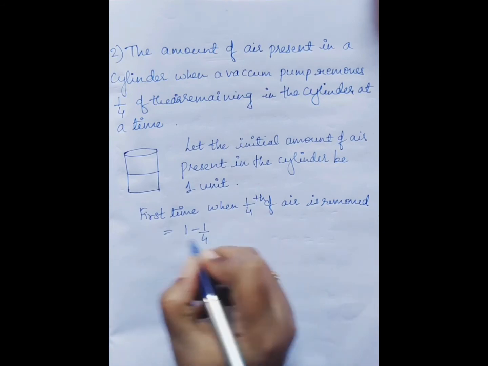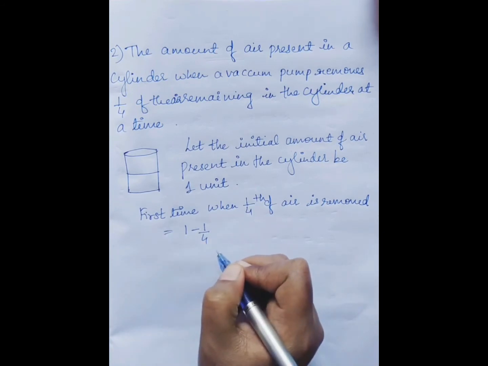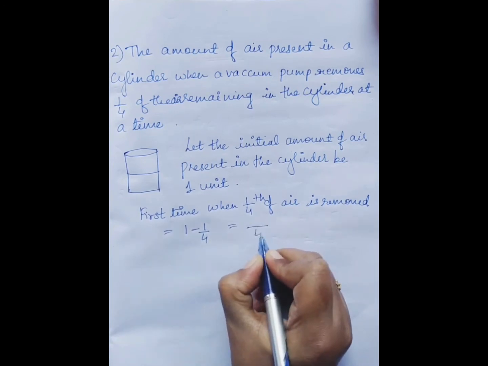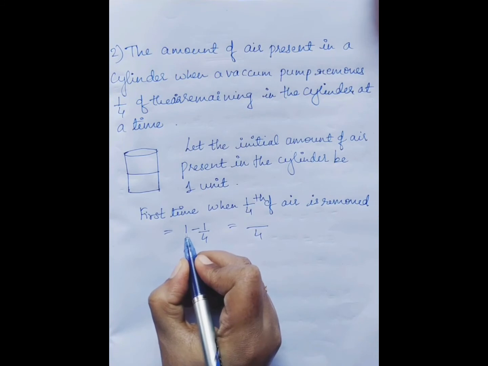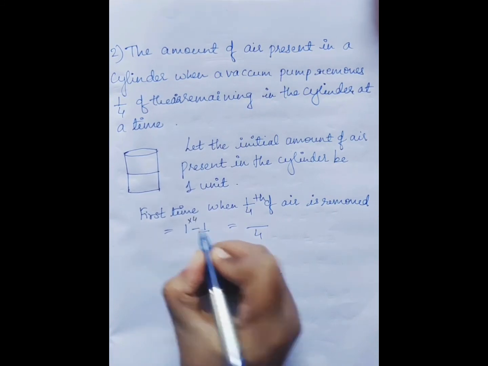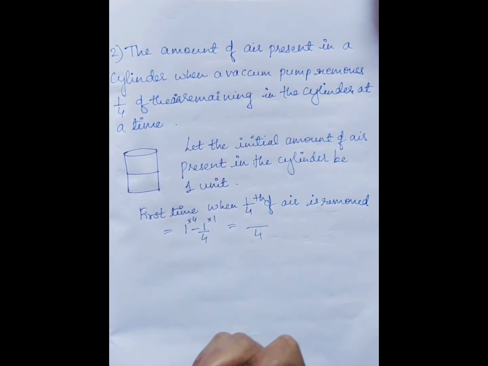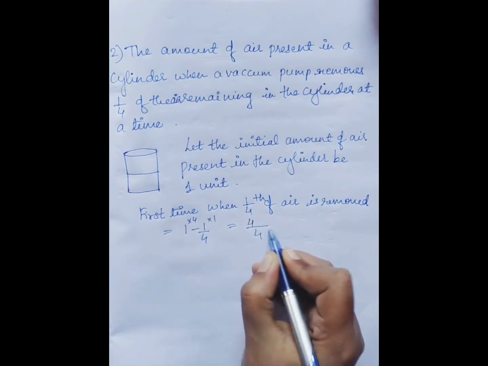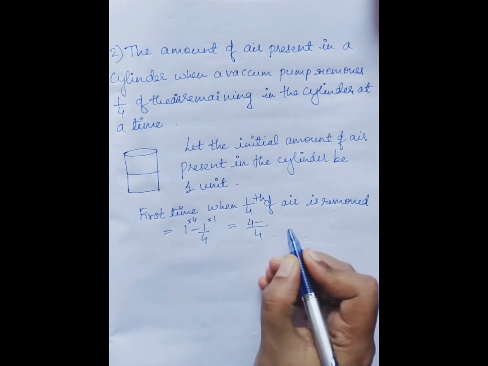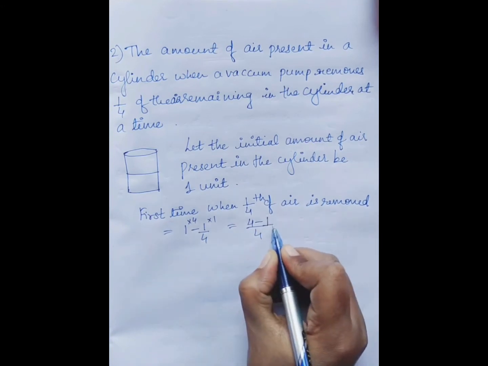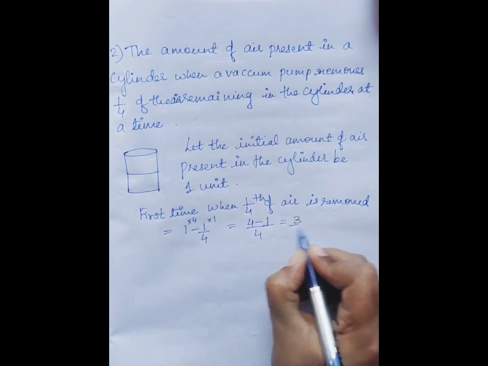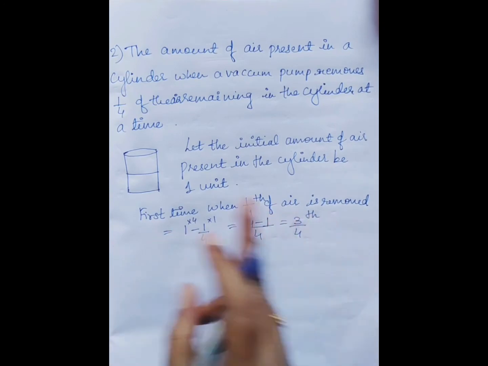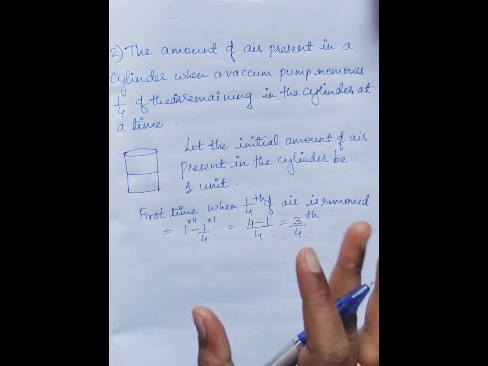Now what are you going to do? You are going to take the LCM. What is the LCM? LCM is 4. Okay. So here 1 into 4, 4 1s are 4. Minus sign as it is. 1 into 1 is 1. So how much are you going to get? 4 minus 1 will be 3/4. So the first time when we are removing the air from the cylinder, 3/4 air is remaining.